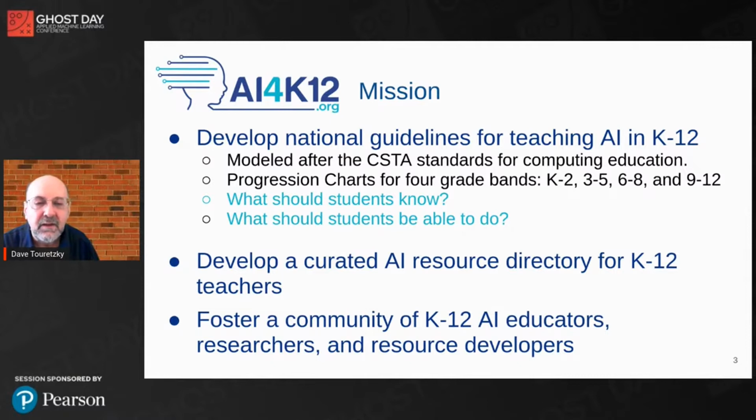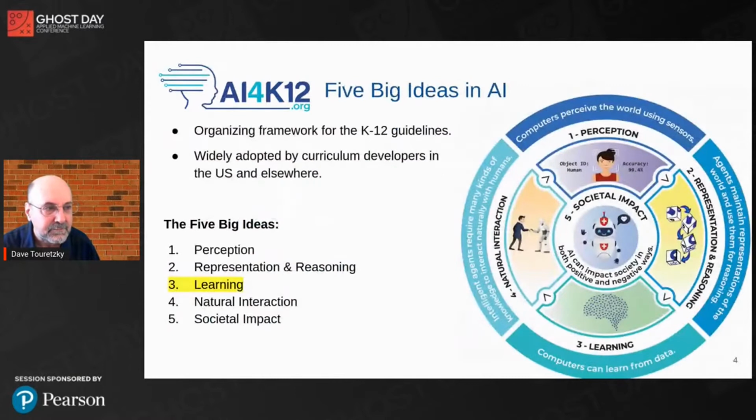We're seeking to define what students should know about AI and what they should be able to do. And we're defining these guidelines for 4 grade bands, K-2, 3-5, 6-8, and 9-12. We're also developing a curated resource directory of AI learning resources that are appropriate for K-12. And we're building a community of educators, researchers, and resource developers interested in K-12 AI education.